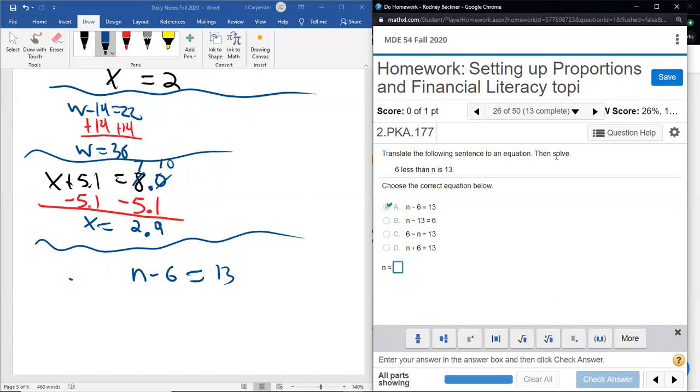Then solve. That's what happened. Okay, then solve. We got to pay attention and read instructions. That's what happens when we rush. There are 9 minutes left.